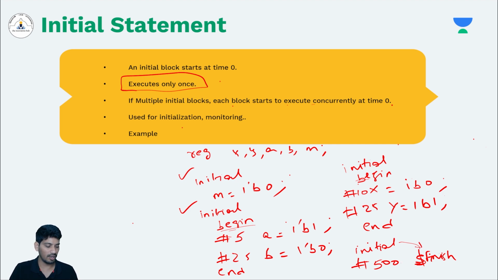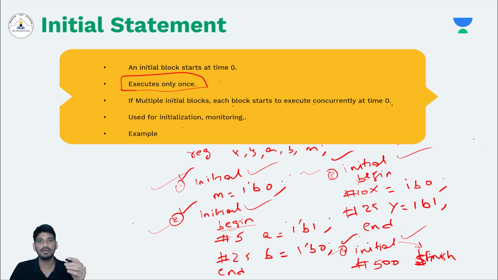So this is one example where you can use the initial statement. Either you can use it to finish or stop the program, or even monitor the signals. Okay, how many initial blocks do we have? 1, 2, 3, and 4. As I already mentioned, all these 4 initial blocks will start executing at time equals 0. It is not like I first execute this statement, then go to this, then go to this. It is not like that, because all the initial blocks execute concurrently at time equals 0.